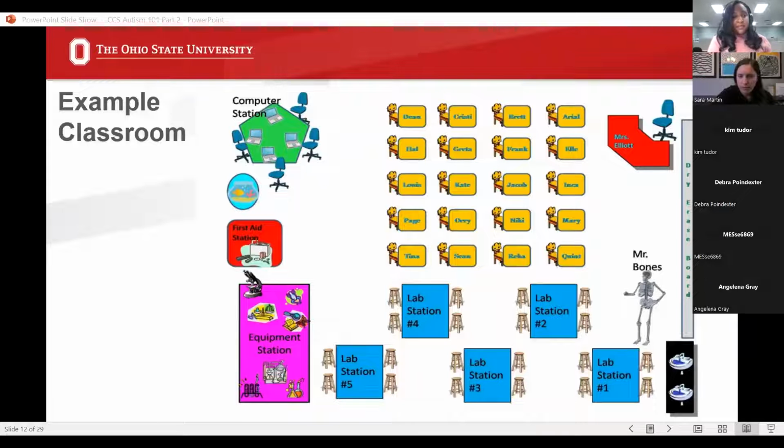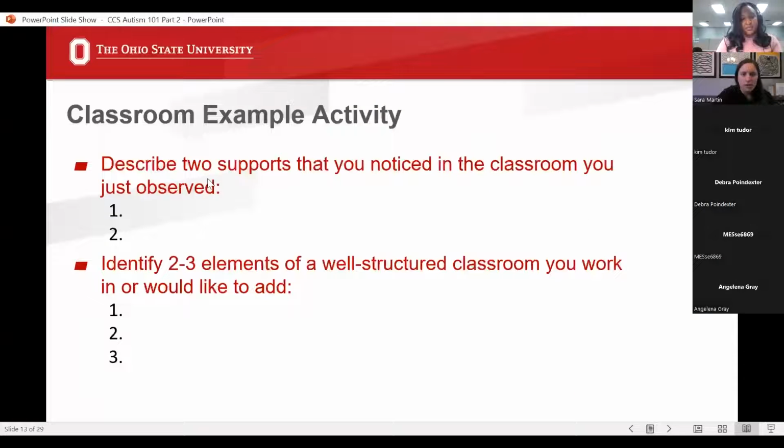Okay. So again, lots of people were sharing in the chat some of the supports they noticed and some things of just a general well-structured classroom that they work in. Or maybe some of these things are things you would like to add or help to support in the classroom or setting that you work in.